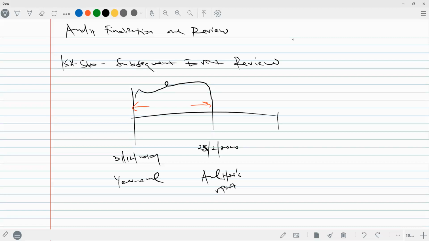Maybe you can also extend after you give a report, but of course the main concern is mostly at this point. The subsequent events can also cover the period even after you have issued your final auditor's report.